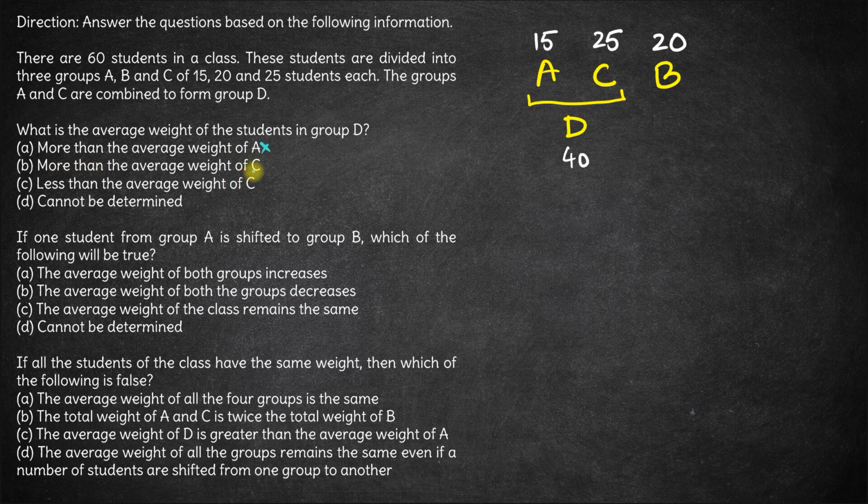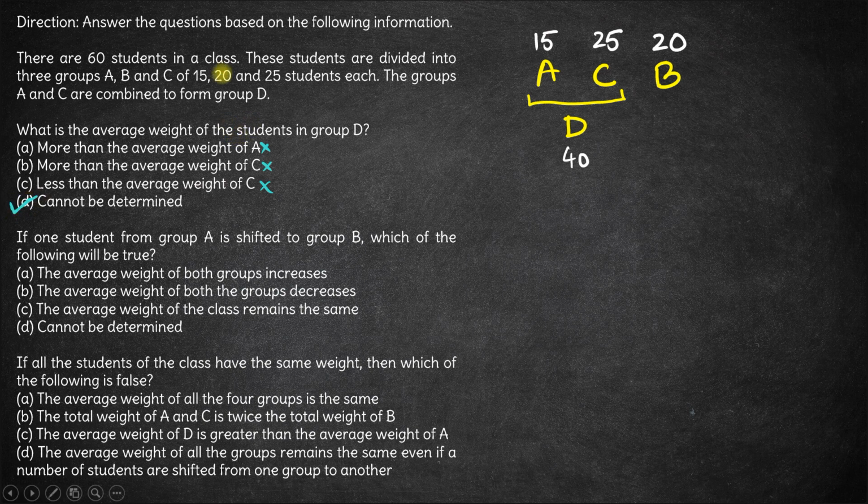Option B, more than the average weight of C. Again, since nothing is mentioned about the average weight of A, B, C, nothing can be said for option B as well. Let's look at option C, less than the average weight of C. Even this is something that we cannot be sure of. So we cannot be sure of A, B and C, hence the answer here is option D, cannot be determined.